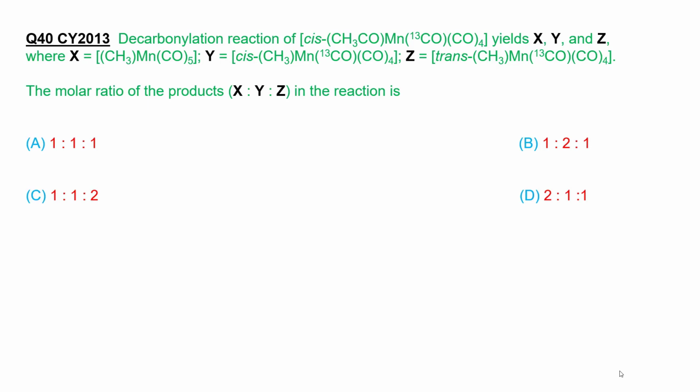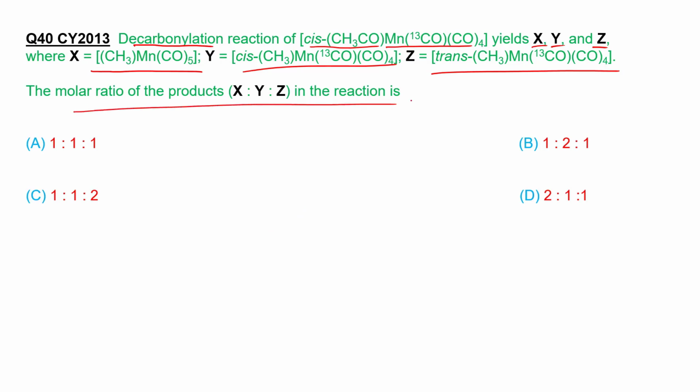Question number 40, CY 2013. The decarbonylation reaction of cis-CH3CO Mn(13CO)(CO)4 yields three compounds X, Y, and Z, where X equals CH3Mn(CO)5, Y equals cis-CH3Mn(13CO)(CO)4, and Z equals trans-CH3Mn(13CO)(CO)4. So we have to find the molar ratio of the products, that is X is to Y is to Z in this reaction.